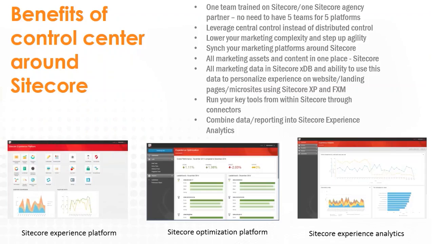The benefit of having a control center or an ecosystem around Sitecore is that you can have one team which is trained on Sitecore, or one agency partner. You really don't need different teams for different platforms. You can have central control, using Sitecore as a command center instead of distributed control. You can lower complexity and step up agility. You can sync between platforms. I gave you a few examples of how you can sync marketing automation, review tools or video tools with Sitecore. You can have all your marketing assets and content in Sitecore where they should be, and you can have all your marketing data in Sitecore's xDB.